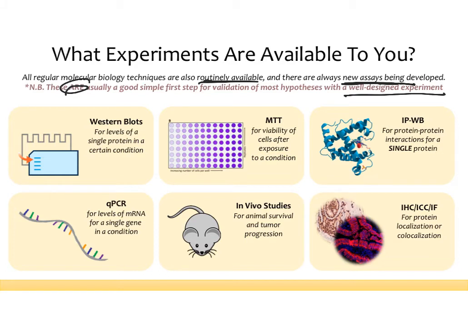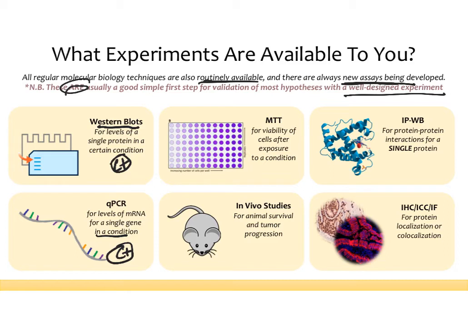The first thing we're going to talk about is Western blots. These are for looking at the levels of a single protein in a certain condition. And you always want to make sure you include the appropriate controls with them. You can do qPCR, which similarly will allow you to see levels of mRNA for a single gene in a condition. And again, controls are very, very important here. MTTs allow you to see viability of cells and proliferation of cells.